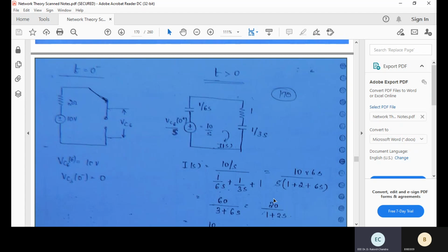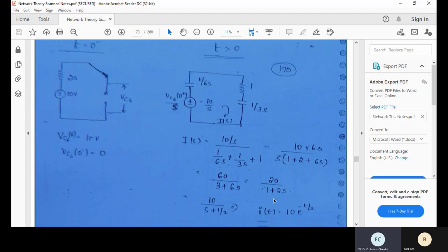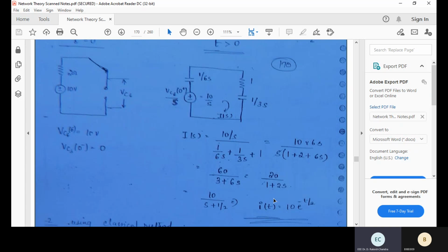Unlike differential equations, there is no constant here. Directly you can write the equation and go for the inverse Laplace transform. Directly within 4 steps you will find the current response. But if you write the differential equation and solve it for I of t, it takes more time and is more complicated. Evaluation of the constants, all these things are required.